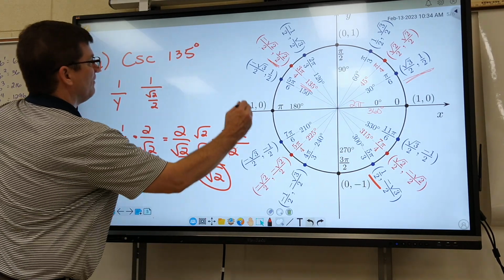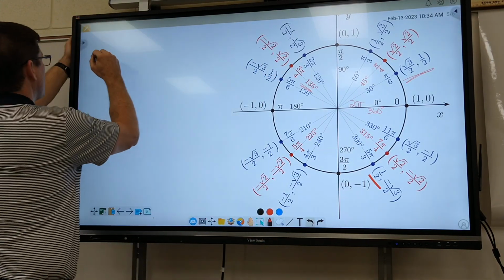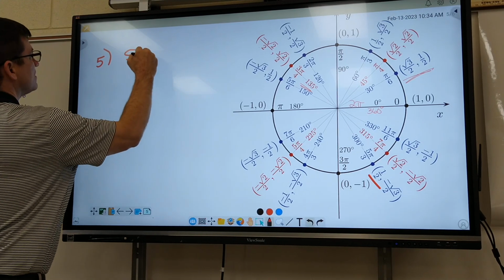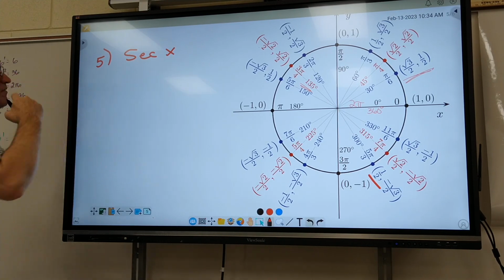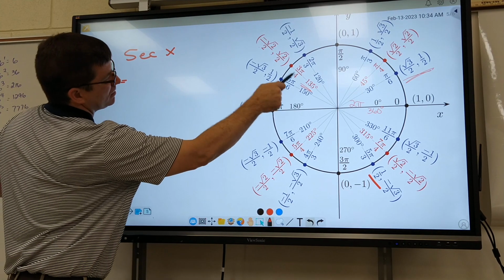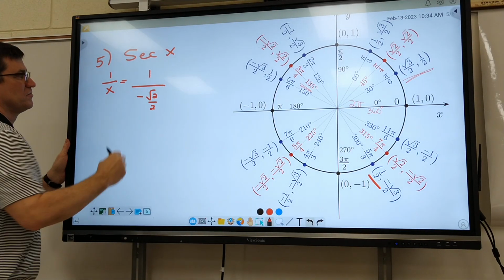Let's go to number 5. I got secant of x. Matthew, give me my formula for secant, please. 1 over x. All right, so that's going to be 1 over that one. 1 over negative root 2 over 2.